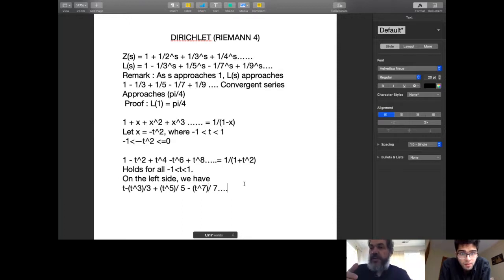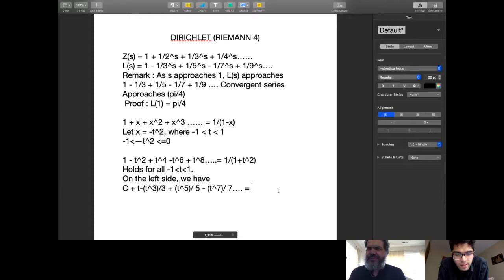We also know from last time that this is not necessarily equal to the function we find on the right side. But if we add a constant, it will be. So maybe we put a constant at the beginning. C plus this will be equal to. Now, do you know a function whose derivative is 1 over 1 plus t squared? Yes, the inverse tangent. Let's write it as arctangent of t.